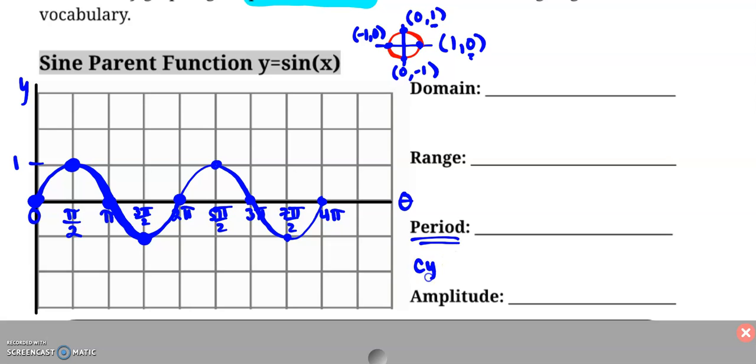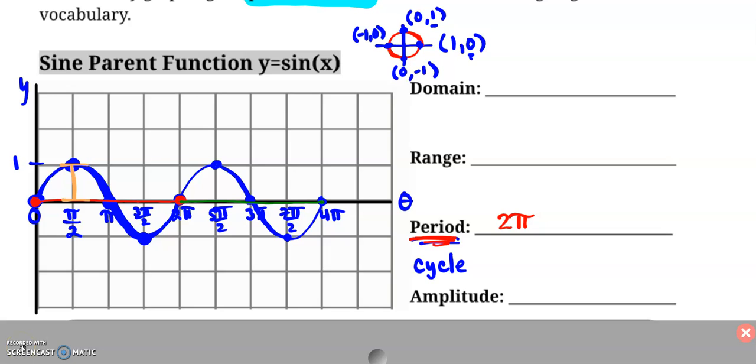Okay? That's your cycle through the graph. And the length of that from start to finish of the period is 2 pi for our parent function. So if you notice, that distance is 2 pi, and then if you go from 2 to 4, that's also 2 pi.